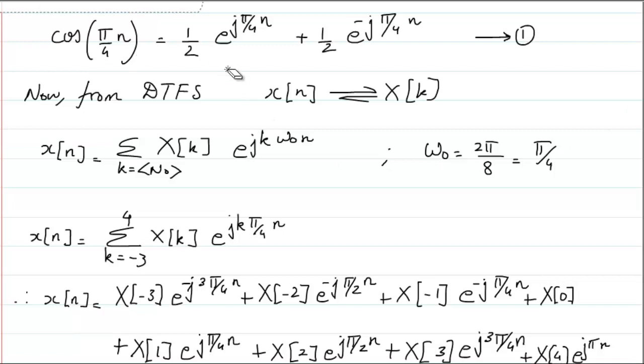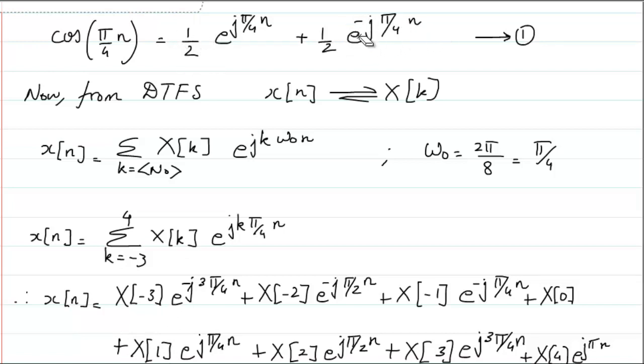Equation number 1 says that this equation has only two parts: one is e raised to power positive j pi by 4 n and another is e raised to power minus j pi by 4 n. I have to search where I have this e raised to power j pi by 4. You can see it here, x of 1 e raised to power j pi by 4. So by comparing both equations, we can say that capital X of 1 will be equal to 1 by 2.